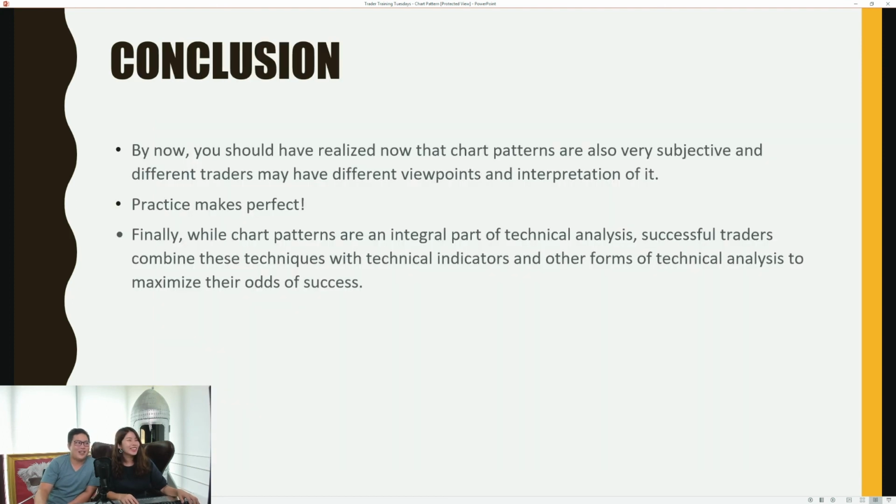Moving on. Next. Okay, so by now you should have realized that chart patterns are very subjective. Oh yes. And different traders may have different viewpoints and interpretations of it. Practice makes perfect. Okay. Finally, while chart patterns are an integral part of technical analysis, successful traders combine these techniques with technical indicators and other forms of technical analysis to maximize their odds of success, which we haven't learned yet. Which I'm gonna be assuming is his final lesson to us, and which he did not tell us as well.